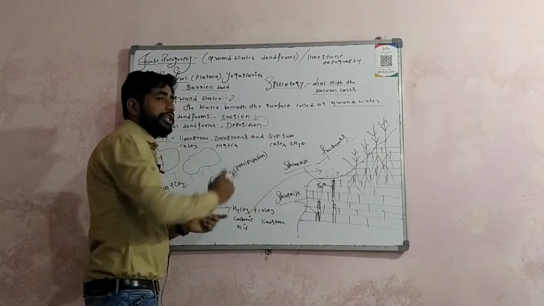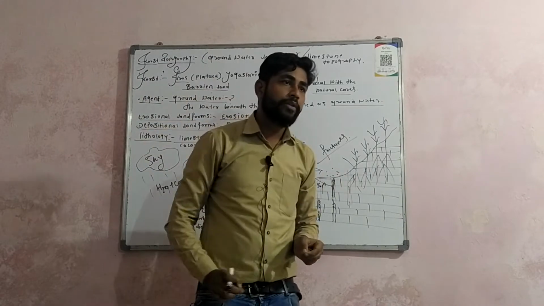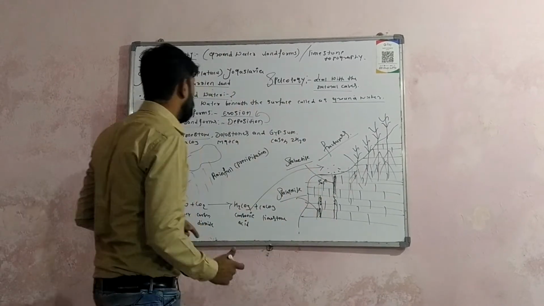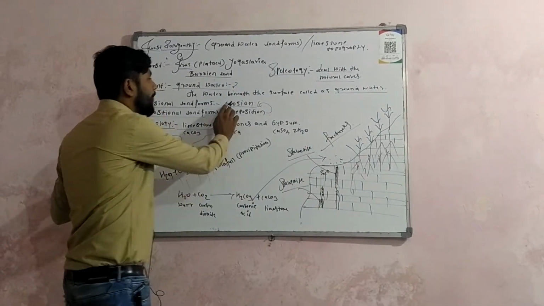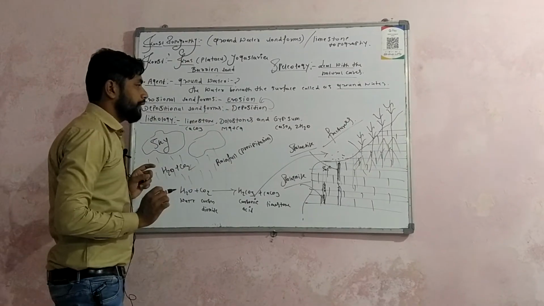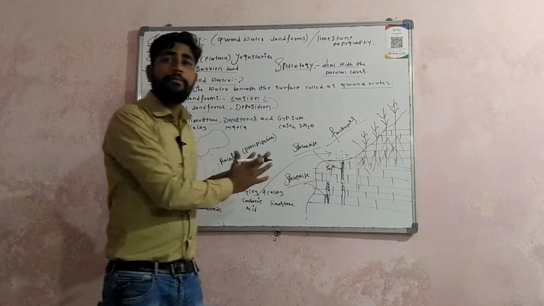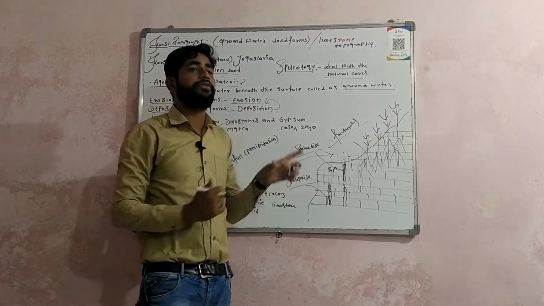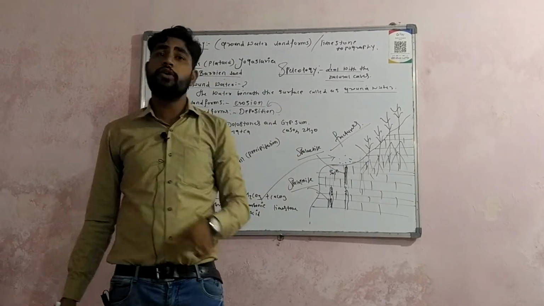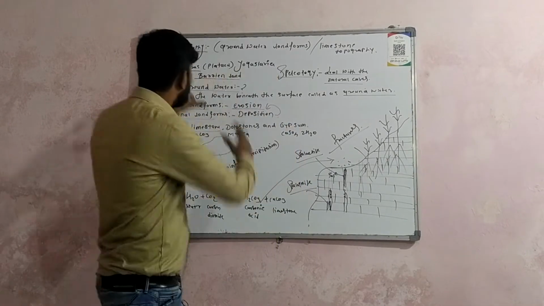Now in case of deposition, there is an accumulation of sediment. Now this is about the erosion and deposition. Now, different locations of stalactite and stalagmite. But before locations, first we'll deal with what are the different erosional landforms created by groundwater.